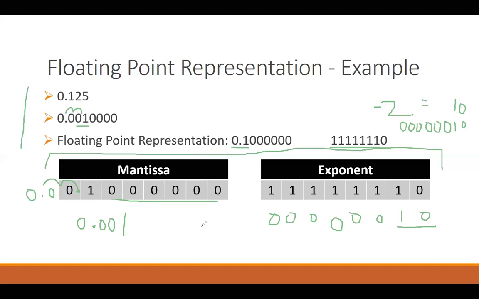So now it should be easy for us. This is a half. This is a quarter. And this is an eighth. Which in the decimal number system is going to be 0.125.